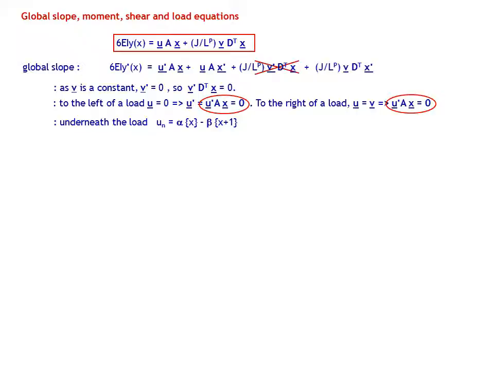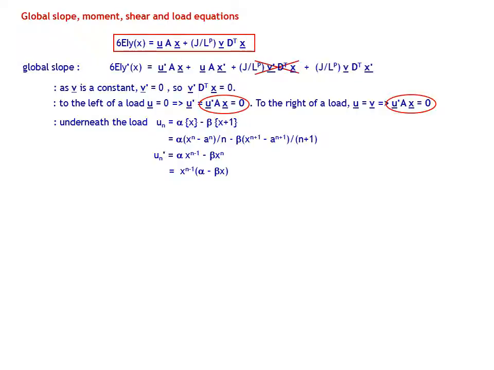Underneath the load, u has components un, given by alpha curly bracket x minus beta curly bracket x plus 1. Using the definition of the curly brackets, this is equal to alpha x to the power n minus a to the power n, all divided by n, minus beta x to the power n plus 1 minus a to the power n plus 1, all divided by n plus 1. Then if we differentiate this, we get un dash is equal to alpha x to the power n minus 1 minus beta x to the power n. This can be written as x to the power n minus 1 times alpha minus beta x.